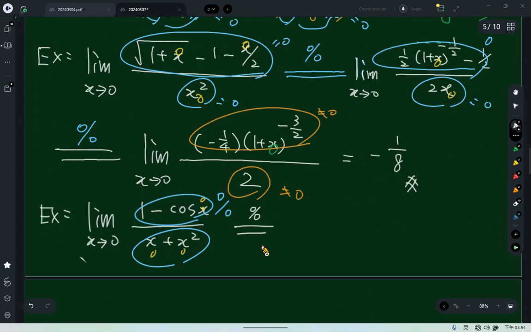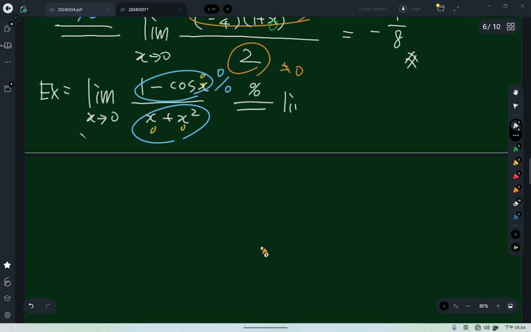So we can just differentiate the numerator and denominator. So we can have sine x over 1 plus 2x. And then use 0 to replace x here and here.